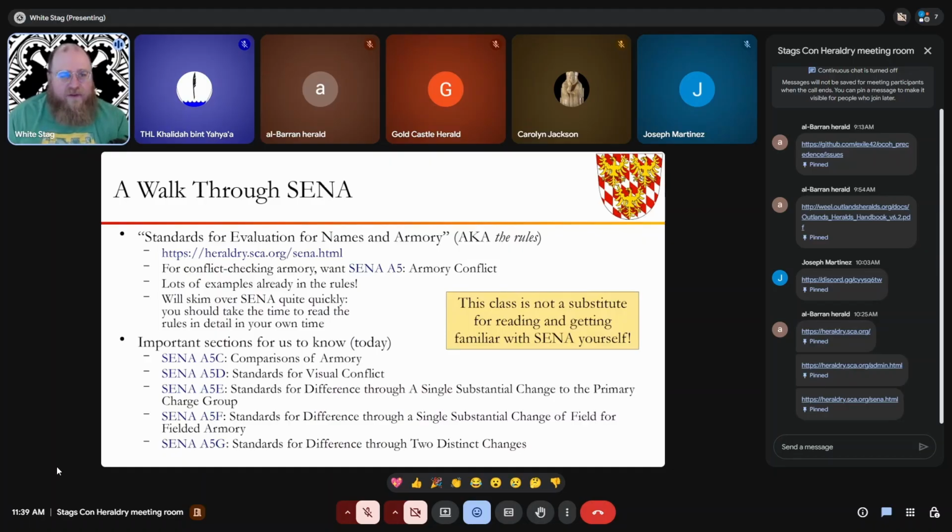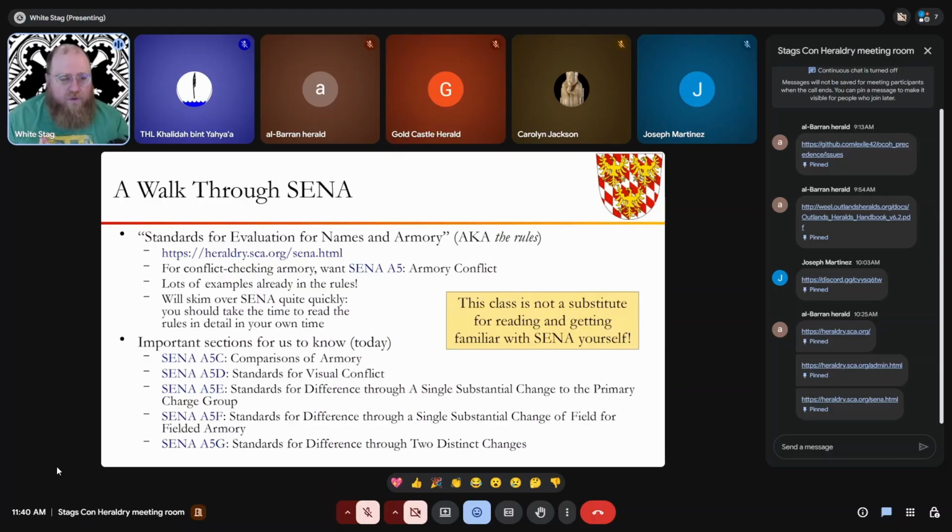So, standards evaluation for names and armory. These are the rules. When you want a conflict check, you want section A5, which governs armory conflict. Fortunately, there are a lot of examples already in the rules. Again, as I said, we'll skim over it very quickly because we just don't have time. We have 20 minutes left in this class. But I very, very strongly recommend, if you're a consulting herald doing conflict checking, that you take the time to scroll through and read the rules in detail in your own time.